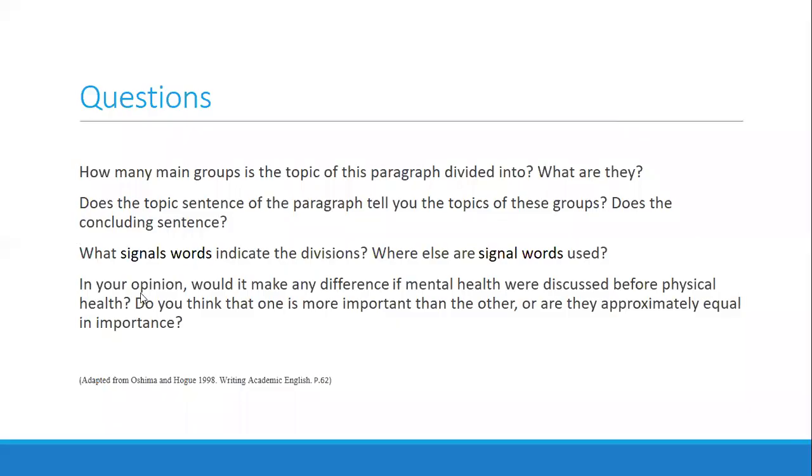And then the final question, in your opinion, would it make any difference if mental health were discussed before physical health? Do you think that one is more important than the other, or are they approximately equal in importance? So do you think that the paragraph should talk about mental health first? Or do you think it should talk about physical health first? Or are they both equally important? Right? So if they are both equally important, it doesn't matter which point comes first, as long as you do the clear division of the 2 points and write a well-organized paragraph.